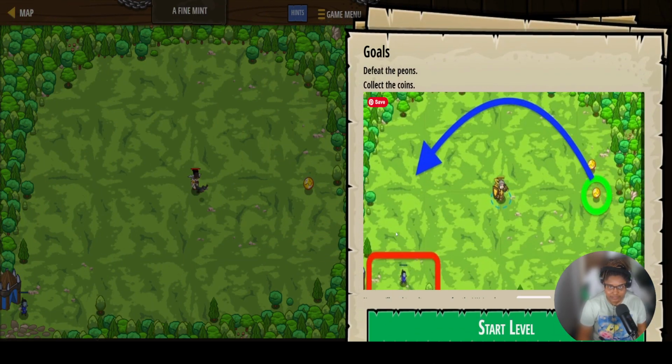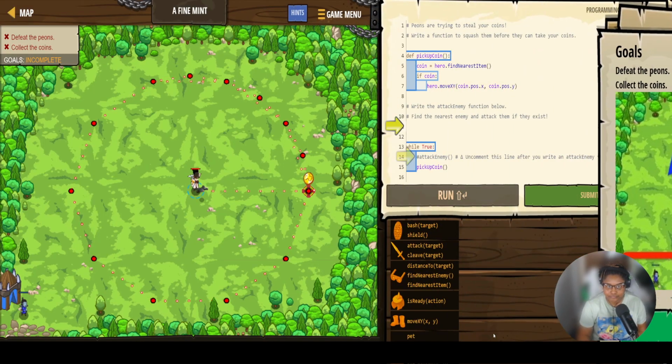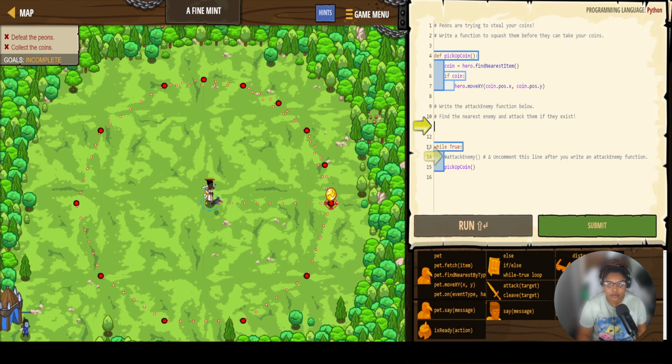Defeat the peons. Collect the coins. What's a peon? Good grief. Alright, so we have a function. Peons are trying to steal your coins. Okay. Write a function to squash them before they can take your coins.